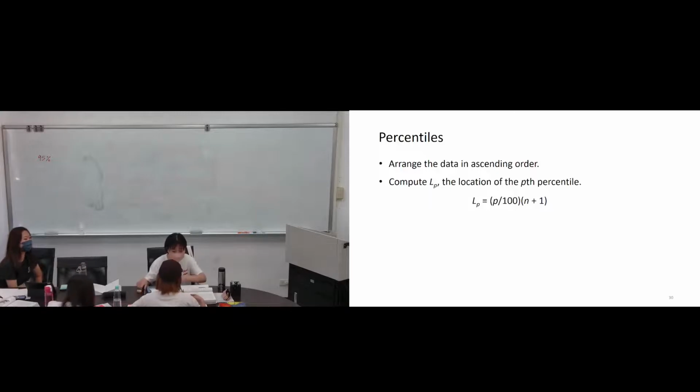So how do we find the percentiles? We should arrange the data in ascending order first, and then compute the percentile, and we use L_p. L represents the location, and p is the p-th percentile. So p represents the percentile out of 100, multiplied by the sample size plus 1.